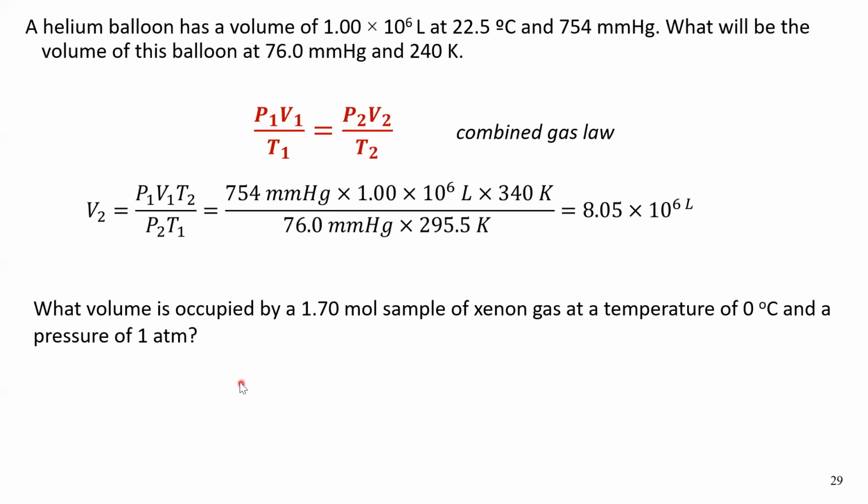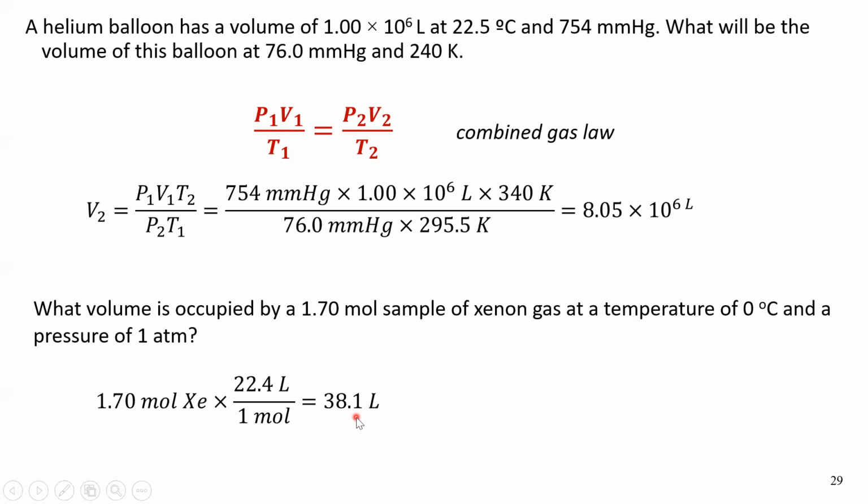So maybe a little bit of an easier way to do this problem is to realize that because we're at STP, 22.4 liters will always equal 1 mole. If the temperature was not standard temperature or the pressure was not standard pressure, we couldn't do this. This relationship, 22.4 liters equals 1 mole, is only at STP. So if we have 1.70 moles of xenon and we're at standard conditions, the volume is 38.1 liters.